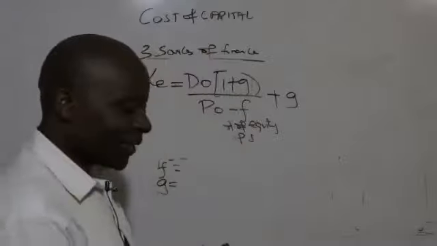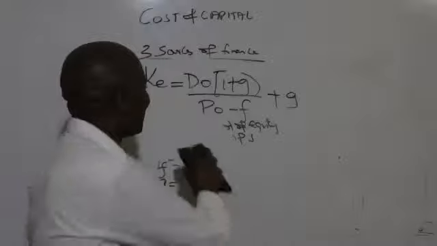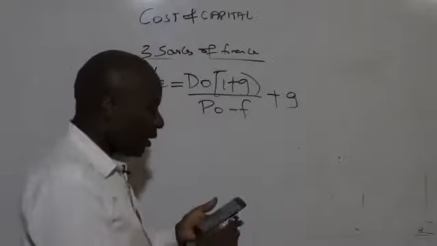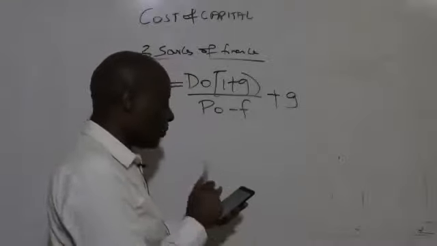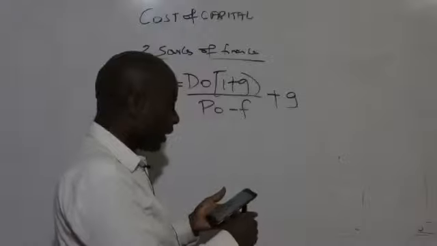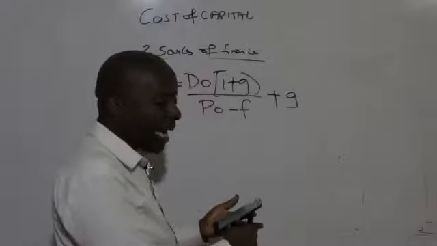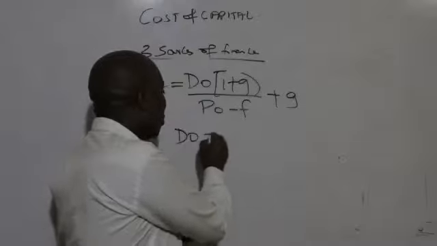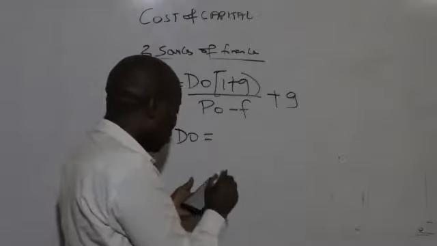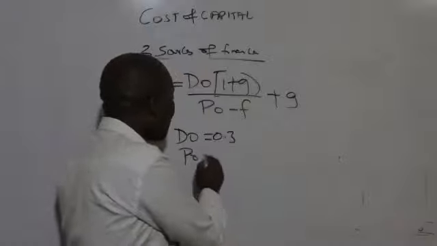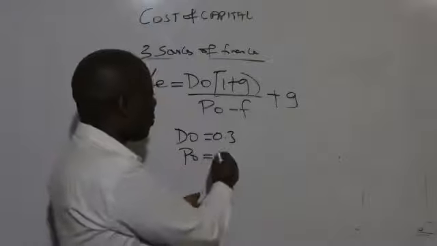So here we are, ladies and gentlemen. We are told here the D0. D0 means dividend already paid. They are telling us a constant dividend of shilling 0.3 per share has just been paid. So we have here D0, which is 0.3. And the current market price per share is 2.4.